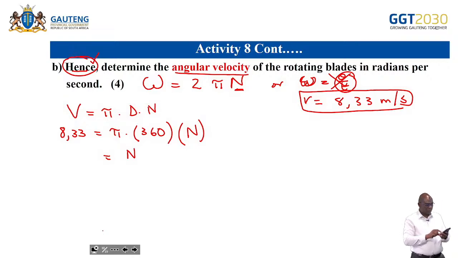Okay, so it will be 8.33. Then we're going to divide that by pi, because I need n here. Then I'm going to divide that by 360, which is going to be 0.007365. So that will be revs per second. Remember, I'm having that one.